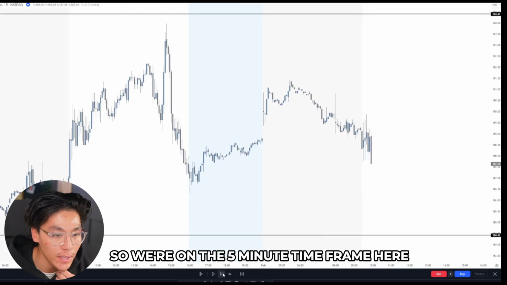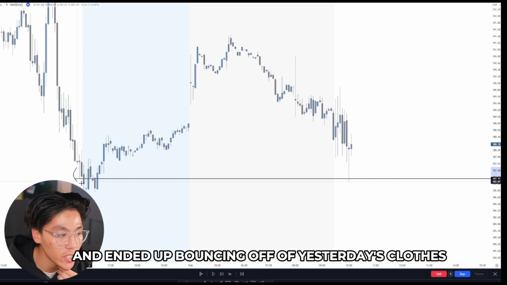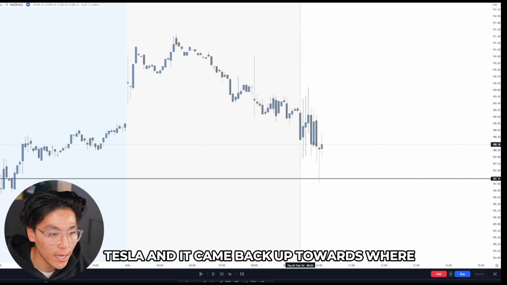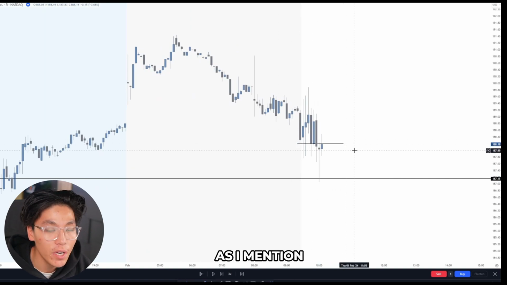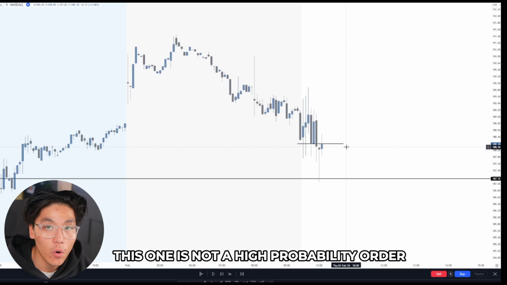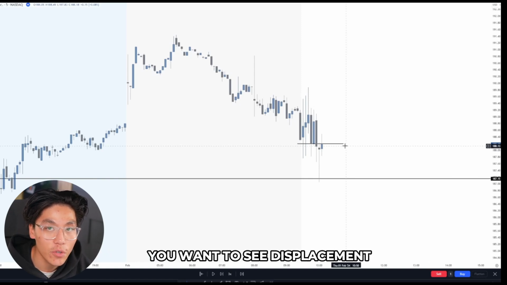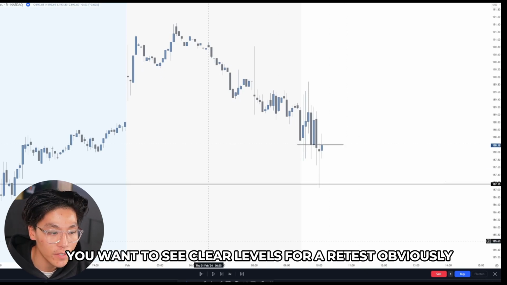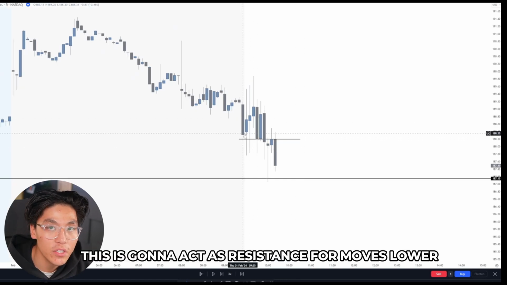So we're on the 5-minute time frame here. We'll play the tape. So you can see Tesla right here. It ended up bouncing off of yesterday's close. You can see right here Tesla, and it came back up towards these up close candles. As I mentioned, this one is not a high probability order block because what you want to see is inefficiencies left behind. You want to see displacement. You want to see clear levels for a retest. Obviously, you can see right here on the 5-minute time frame, we ended up holding this up close candle in a downtrend. This is going to act as resistance for moves lower.